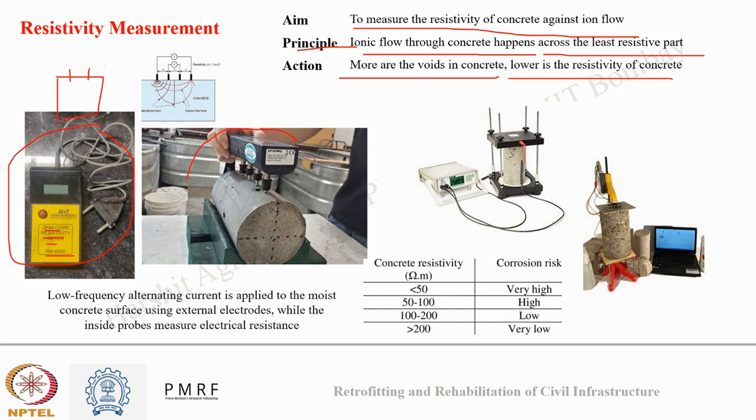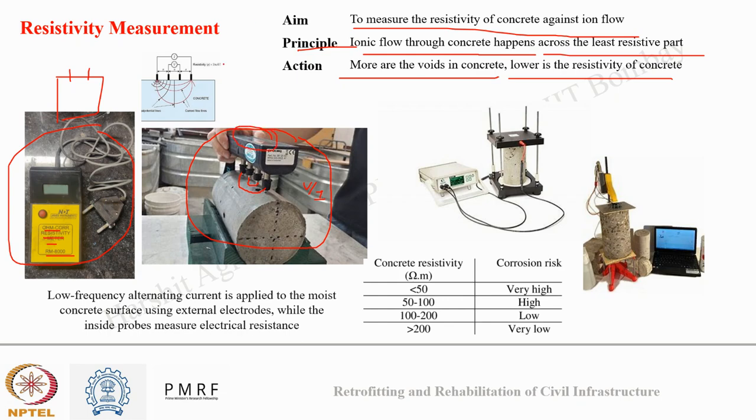And the most commonly used one is Wenner's 4 probe resistivity meter, in which low frequency current is applied across the outer probes, and potential is recorded across the inner probes, and based on the ratio of potential and current and the length of flow, the resistivity value is estimated by the device.